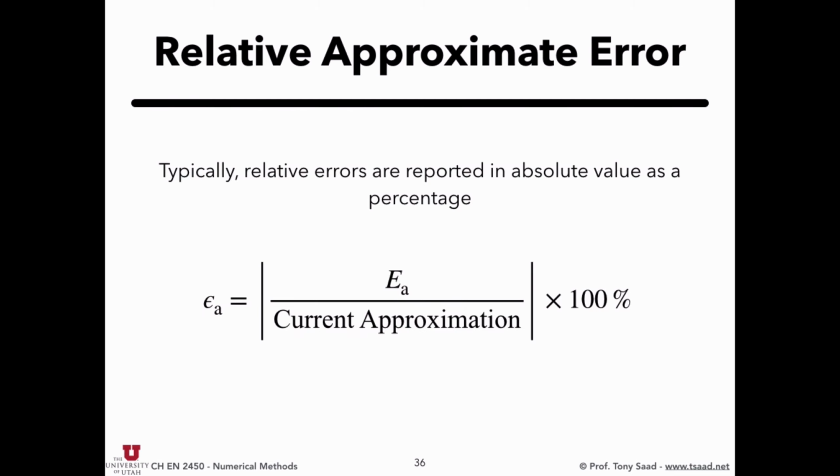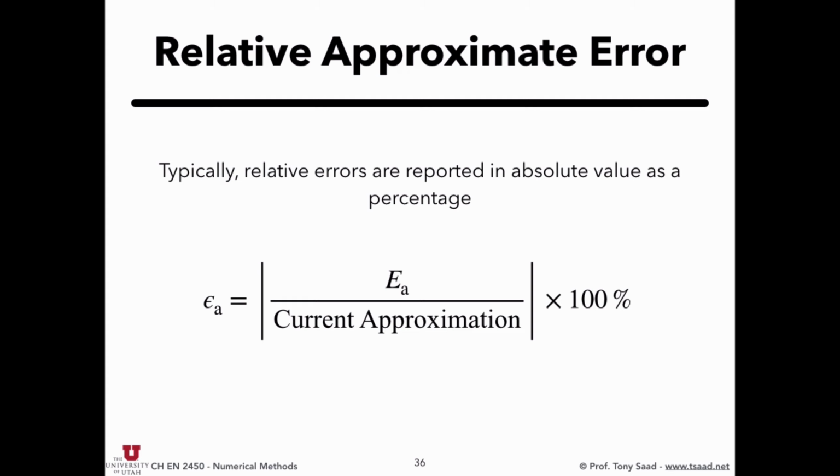And typically, we report the relative error as a percentage. So when you say an error is 2%, that's essentially the value of the error is only 2% of the true value of the quantity. All right, so clear so far? It's really just kind of semantics.